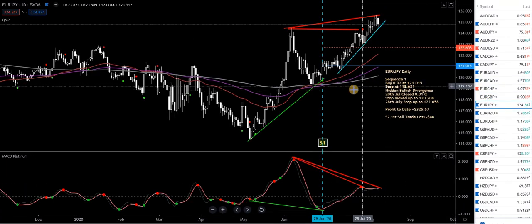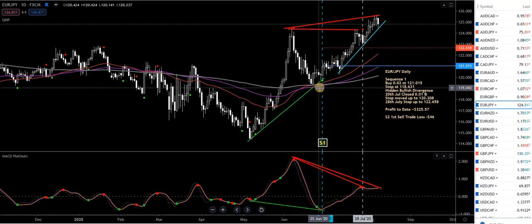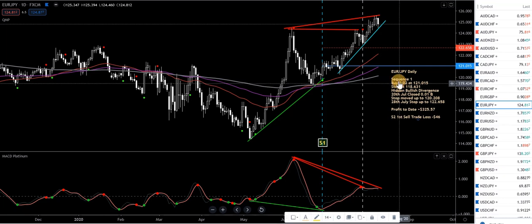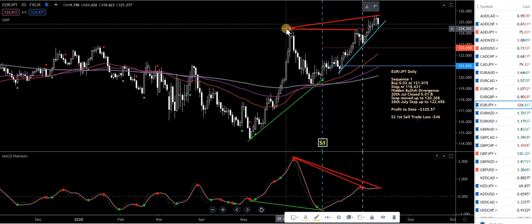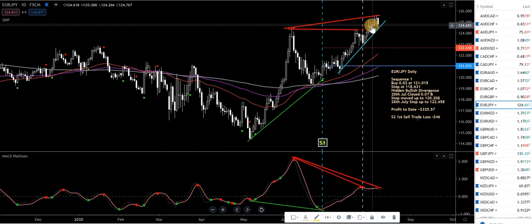Euro Yen in a buy back here, S1, nice setup on the hidden bullish divergence, which was good. Got a closed half, got a stop and place there. Took a sell trade in here based on this double top. It didn't work, as I stopped out.